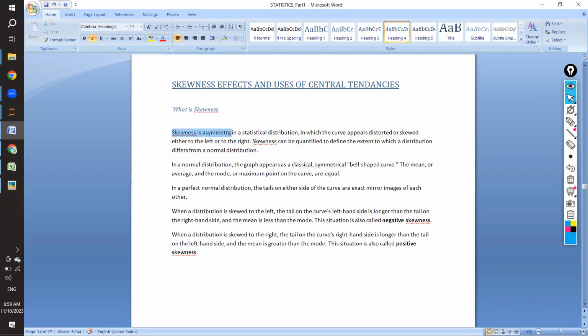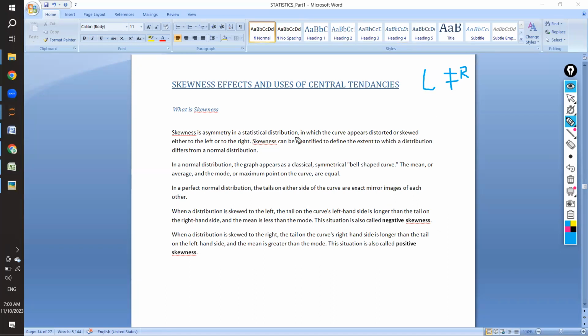Skewness is asymmetry in a statistical distribution. Simply, skewness means there is some asymmetry. That means it is not a symmetric distribution. We have seen asymmetric, where the left side is not equal to the right side. So in those distributions there is some degree of skewness, some disturbance. In simple words, it is not symmetric. There is some degree of distortion, or the shape is somewhat off.